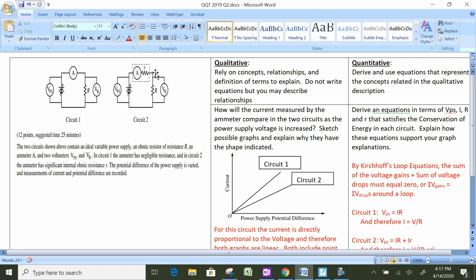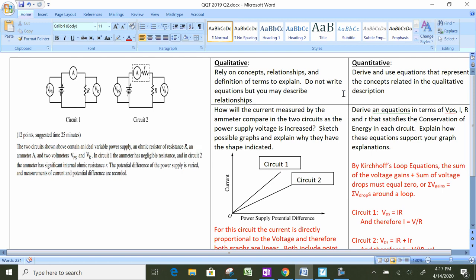Now, the key to this is looking at the two parts. They're going to ask some questions. There's going to be a qualitative part, and there's going to be a quantitative part. And then they want you to support these two different ways, non-mathematical and mathematical, and they have to be linked together. So there's going to be a transition there.